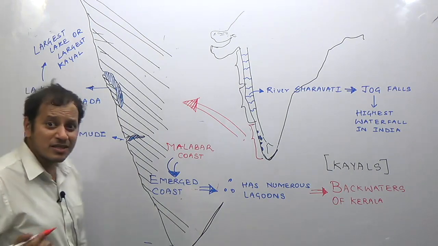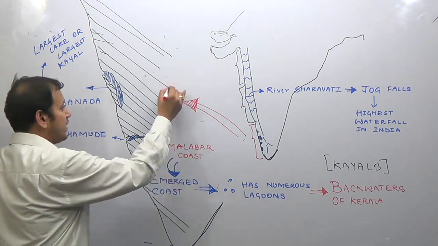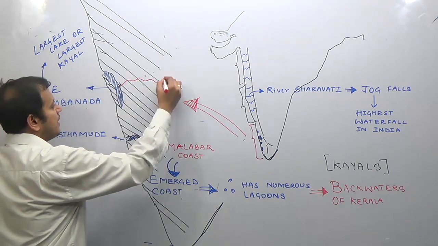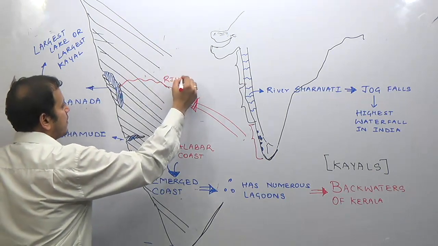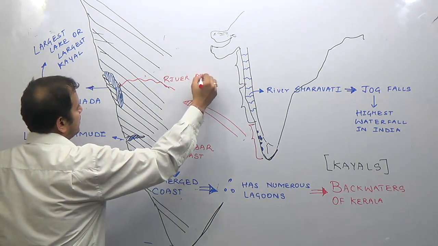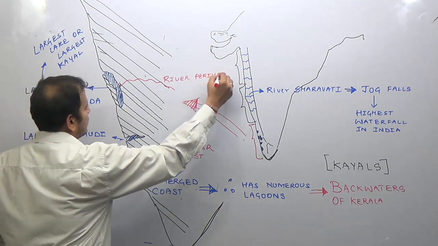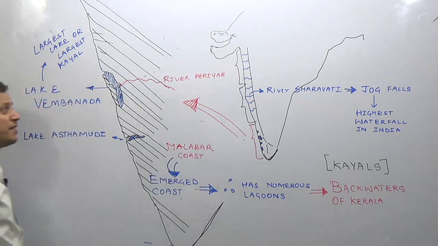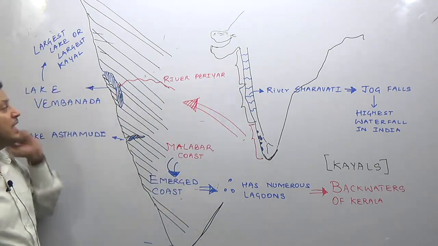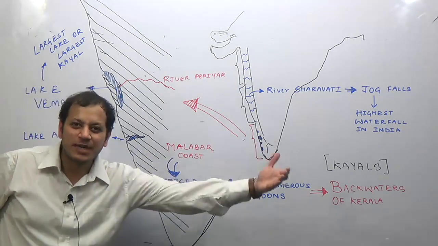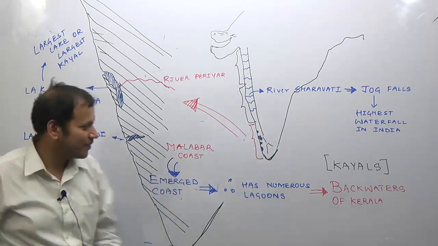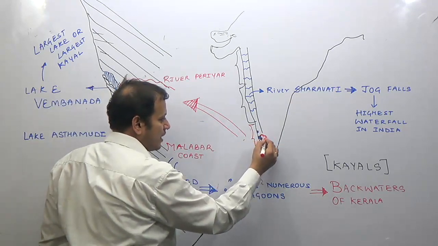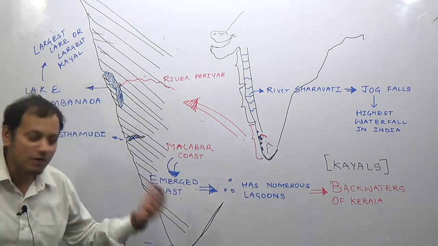Which is one of the largest rivers of Kerala? One of the largest rivers and also the longest river of Kerala is River Periyar. So remember, the river Periyar flows into which lake? The river Periyar flows into the Vembanad Kayal. That means, is it a west flowing river or east flowing river? Obviously, it is a west flowing river.